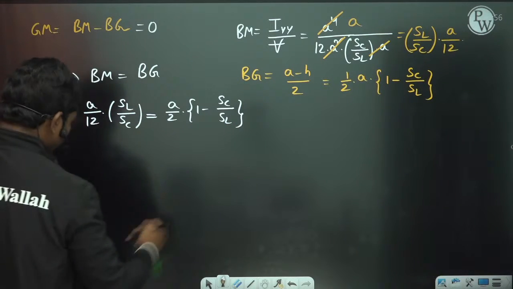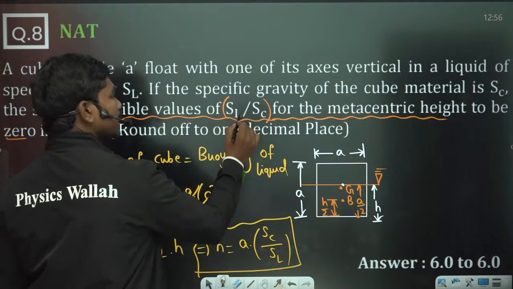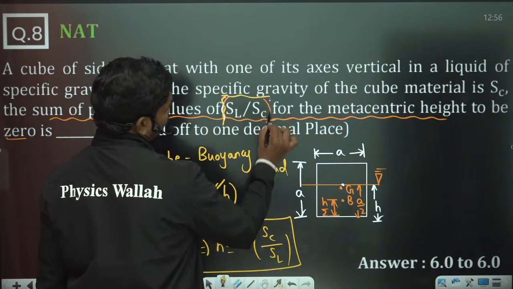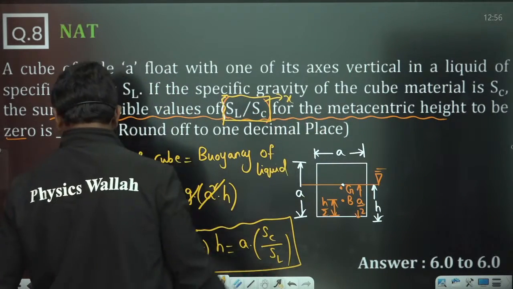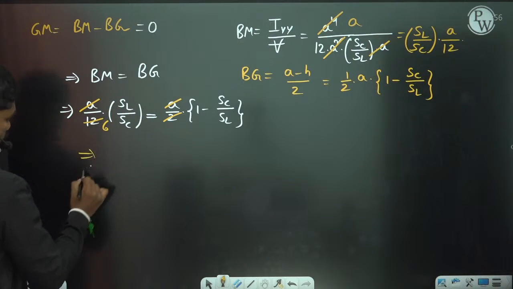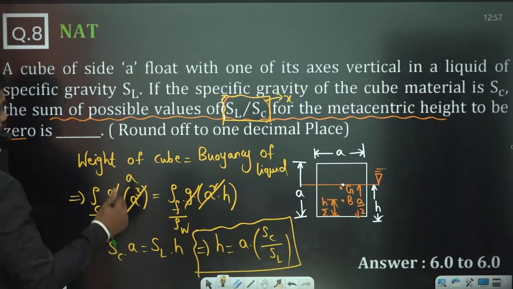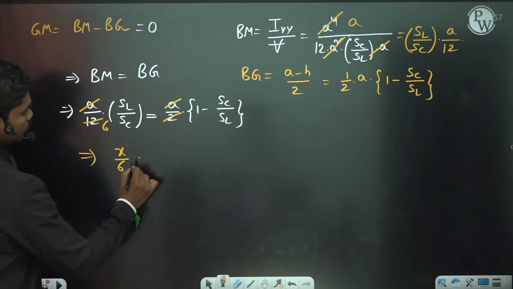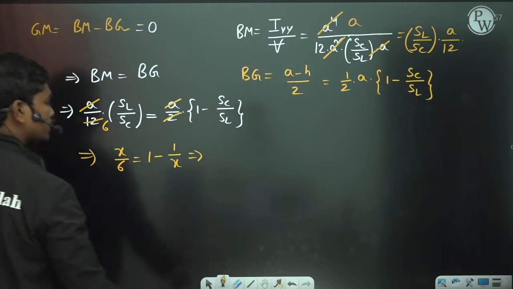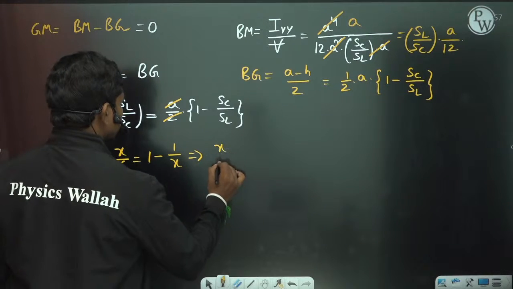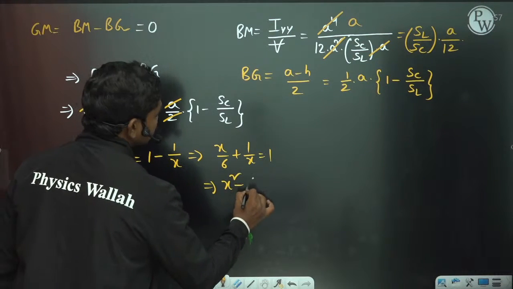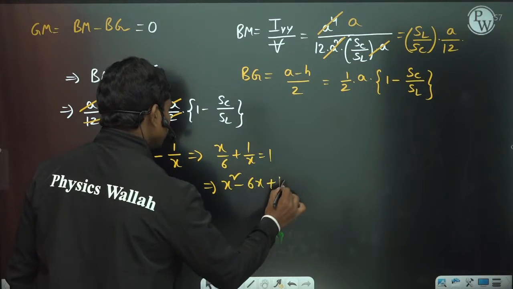So what are they asking you? The sum of possible values of this SL by SC. Let us take this value as X, for example. Then A gets cancelled, and this is 6. So if you take SL by SC as X, X by 6 is equal to 1 minus 1 by X. If you simplify, X by 6 plus 1 by X is equal to 1. So X square minus 6X plus 1 is equal to 0.